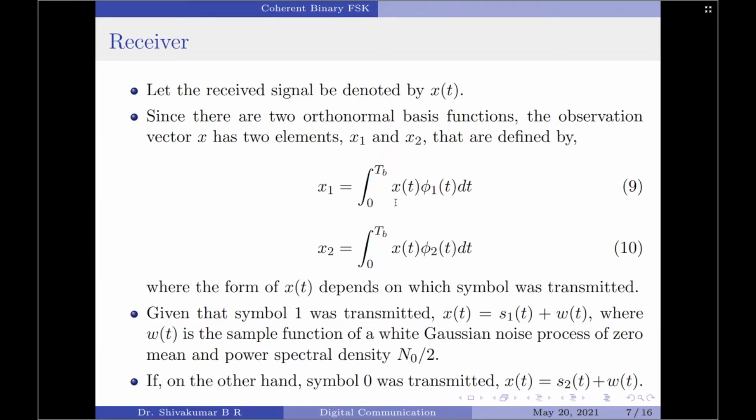Now, the form of x of t depends upon which symbol was transmitted. For example, if the transmitted symbol is symbol 1, then x of t equals S1 of t plus W of t, where W of t is a sample function of a white Gaussian noise of mean 0 and power spectral density equal to N0 by 2. On the other hand, if symbol 0 is transmitted, x of t equals S2 of t plus W of t.